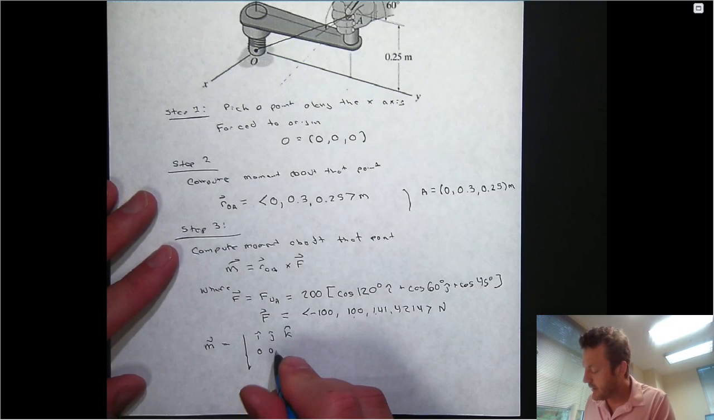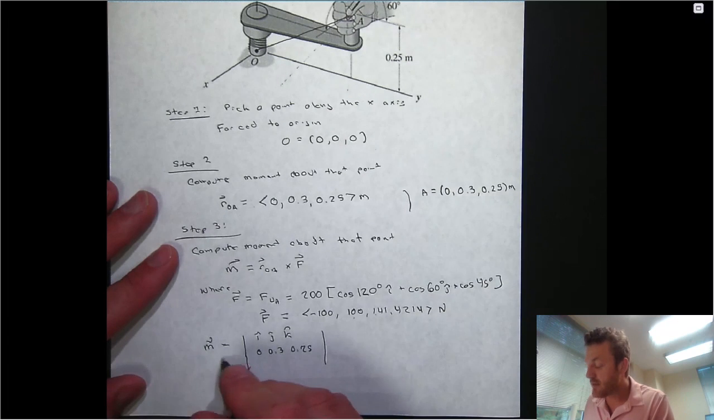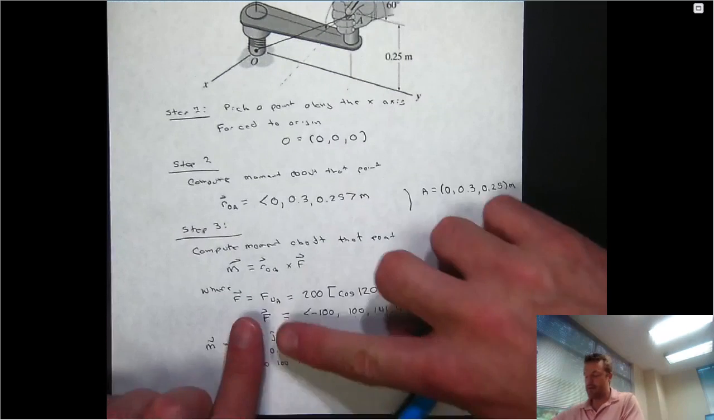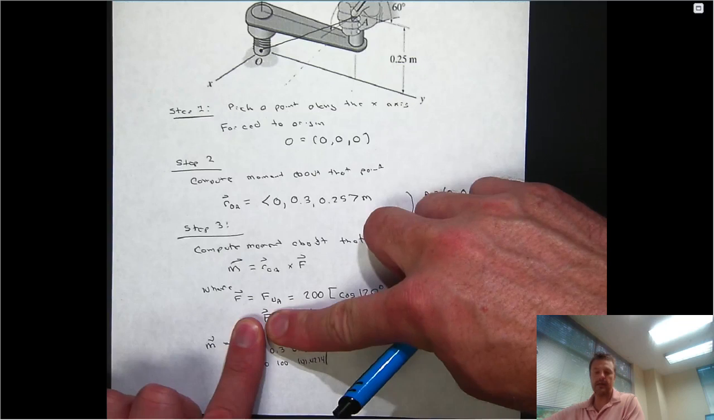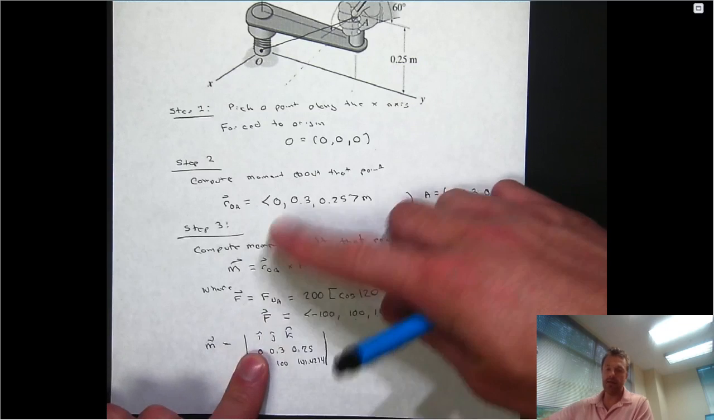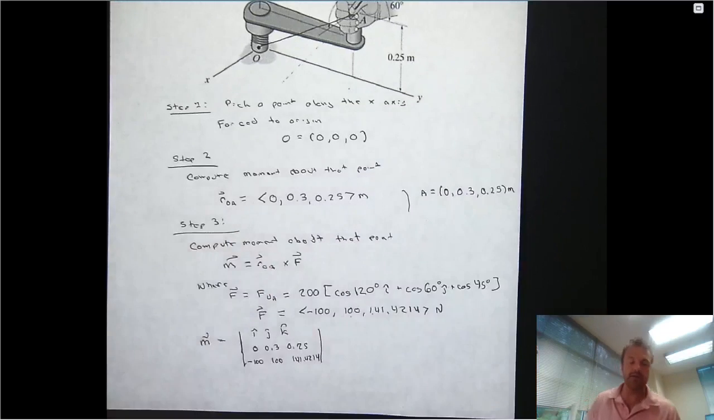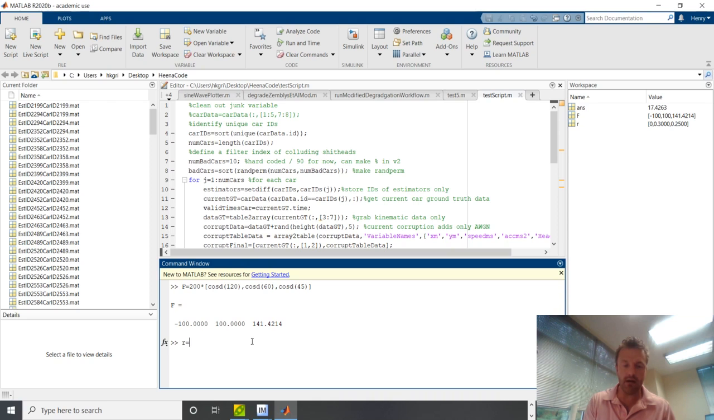So that would be in the first row, the position vector, 0, 0.3, 0.25. In the second row, the force vector, minus 100, 100, and 141.4214. And remember, do a cofactor expansion: cover up the first column and the first row, take the determinant of that 2 by 2 matrix, that's your i component, minus cover up the second column and the first row, take the determinant of the 2 by 2 matrix. We won't show that again because it will get a little bit long.